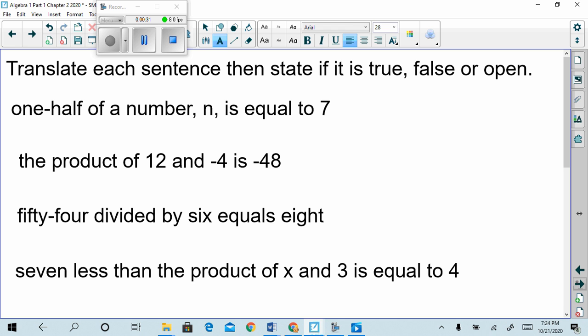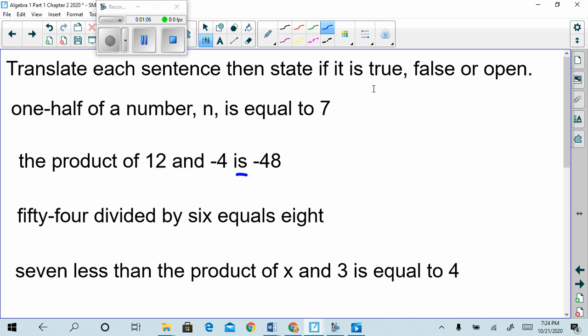I want to go back to translations. We translated when we had expressions back in the last chapter, and now we're going to add one key component to that. We're going to translate equations. We're going to see words like is equal to or equals or the word is. The word is will also tell you that you want to write an equation. Okay, so let's take a look at these. And once we translate them, we're going to decide if they are true, false, or open.